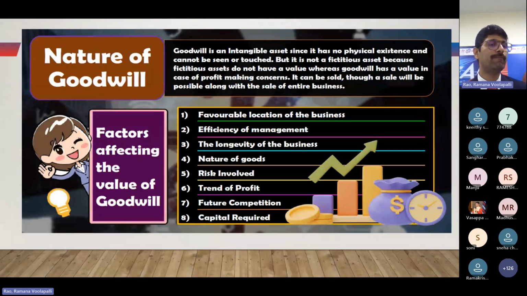So whenever there is a sale of business, this goodwill can also fetch a certain amount for the promoters or the partners. So what are the basic factors that will impact the goodwill here? The favorable location of the business can be one of the factors, efficiency of the management, longevity of the business, nature of the goods, risk involved in that business, trends of the profits in the past, and future competition in that area. If it is a niche area, there is not much competition, the goodwill will be more, and the capital required for that business. These are all the things that will affect the value of the goodwill.